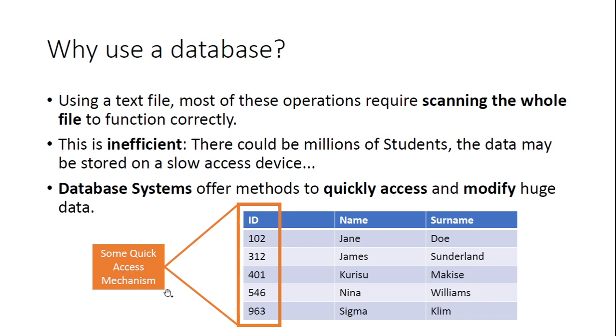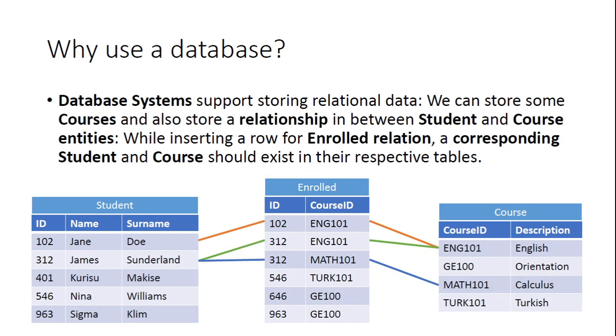For example, using a B+ tree, you are going to see such algorithms or mechanisms later in the course. You can quickly find out whether there is a certain ID in the database or not. Other than that, in just a text file, we can store the data, but in the database, we can store relational data, right?